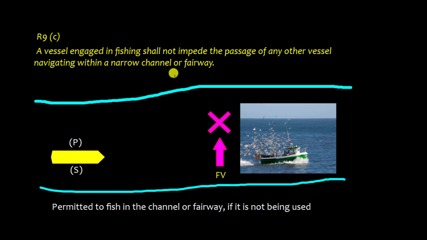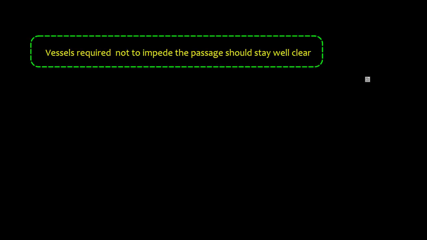However, at any time a vessel engaged in fishing shall not impede the passage of a vessel navigating within a narrow channel or fairway. So, here we have used a term called impede. The rule is very clear. The vessel required not to impede the passage should stay well clear.